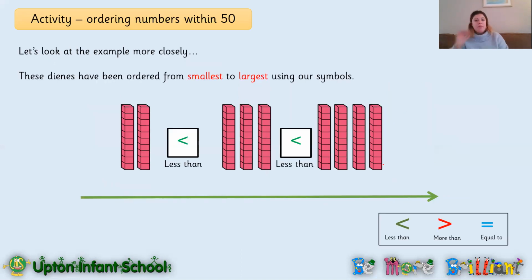So let's look at that a bit more closely. We've got an arrow here that's showing us that they're going in order from smallest to largest. Okay? And here's the symbols down here to remind you that this means less than. So 20 is less than 30, 30 is less than 40. Okay?